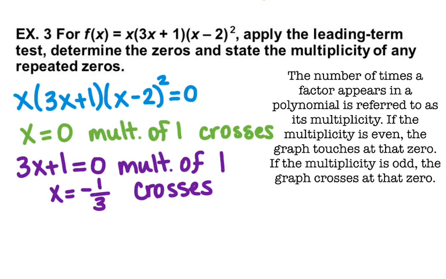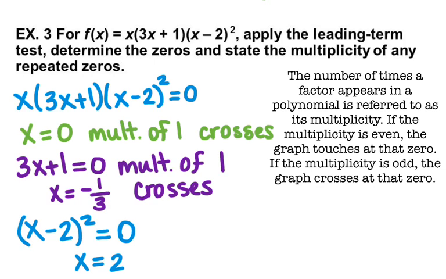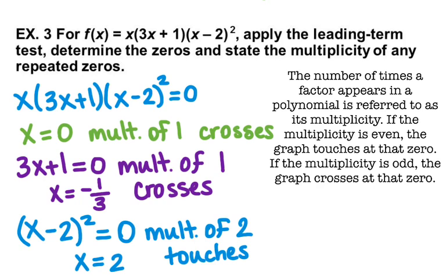The next factor, x minus 2 squared, if I solve this, x will equal 2. Now this time, I could rewrite these factors as x minus 2 times x minus 2. Or because the 2 is there, that tells me it has a multiplicity of 2. Now since the multiplicity of this factor is an even number, then that means that it just touches the graph at this point. It doesn't cross. Okay, so let's look at the graph for this function, and we'll talk about each of those points again.